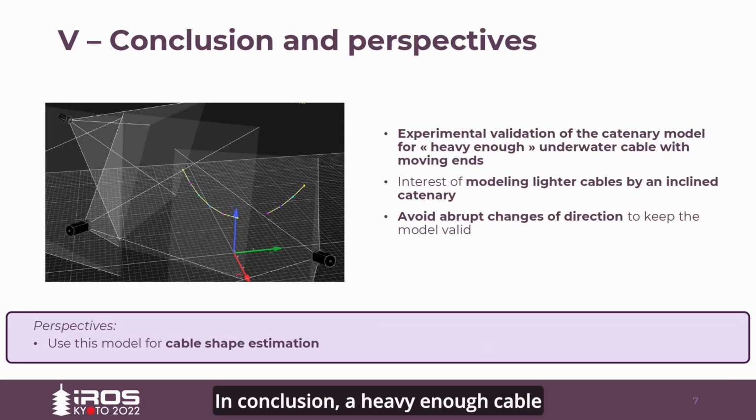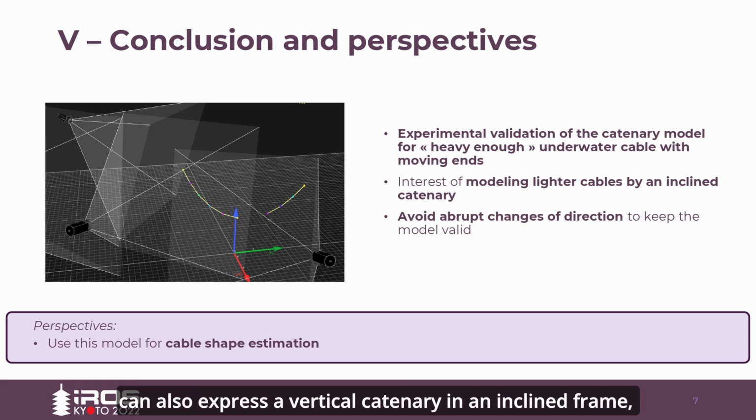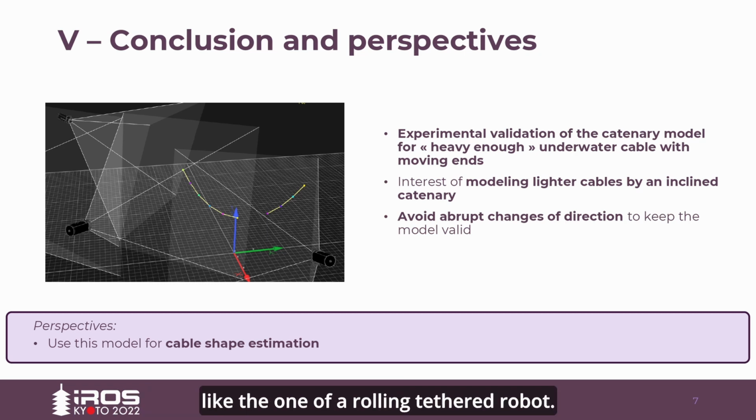In conclusion, a heavy enough cable can be well described by a catenary, even with moving ends, but this model is not valid for lighter cables. This work demonstrated experimentally that an inclined catenary model can provide a good approximation of the shape of such lighter cables, which is promising for future underwater cable shape estimation. In addition, the inclined catenary model can also express a vertical catenary in an inclined frame, like the one of a rolling tethered robot. Avoiding abrupt changes of directions will also help conform to the model.